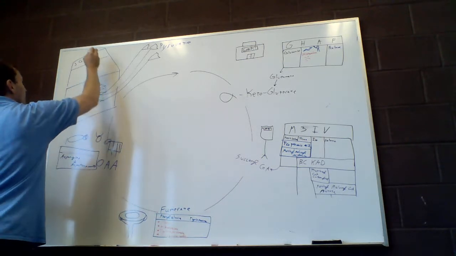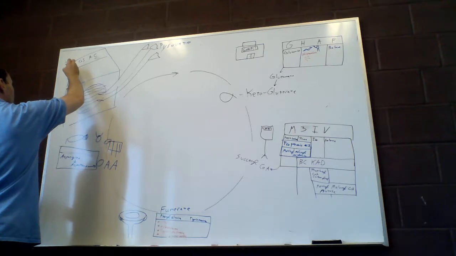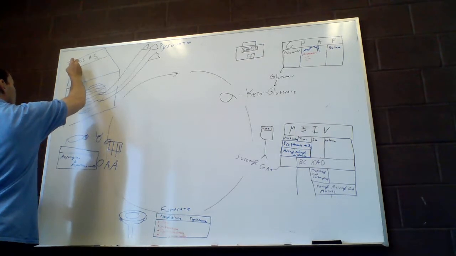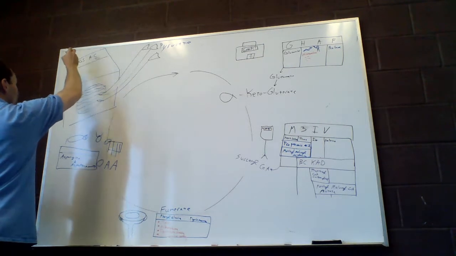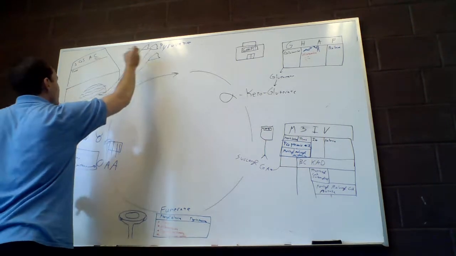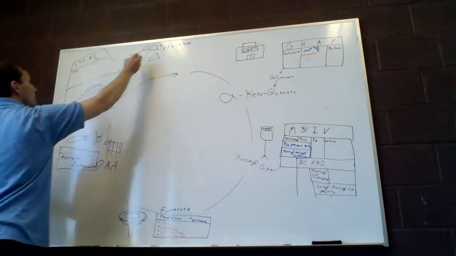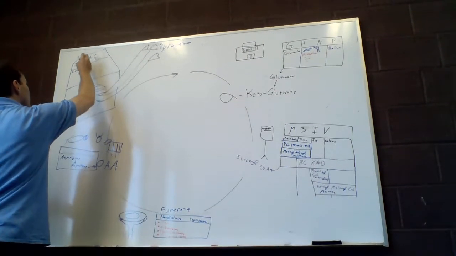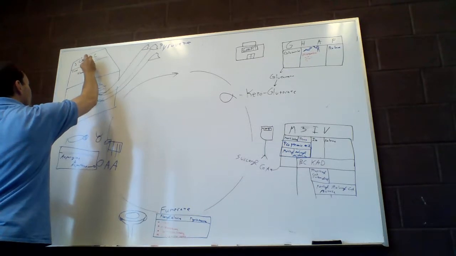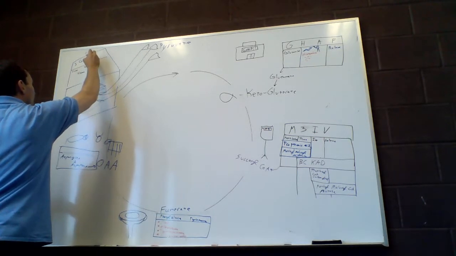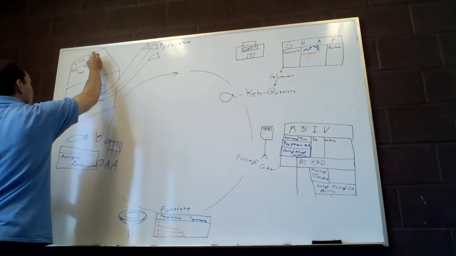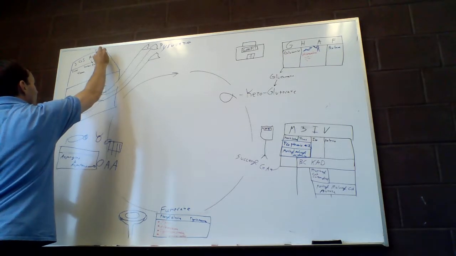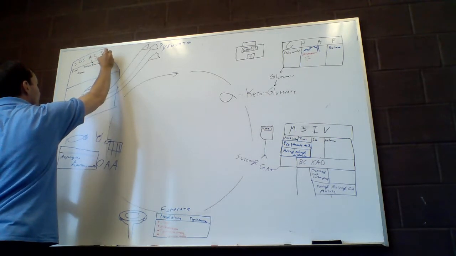All right. So 3 stands for threonine, which we have seen before. G stands for glycine. S stands for serine. A stands for alanine. And C stands for cysteine.